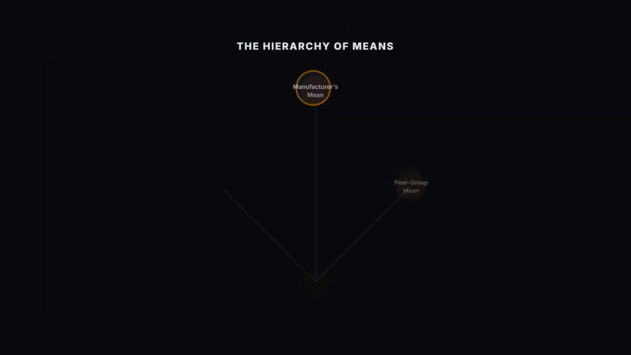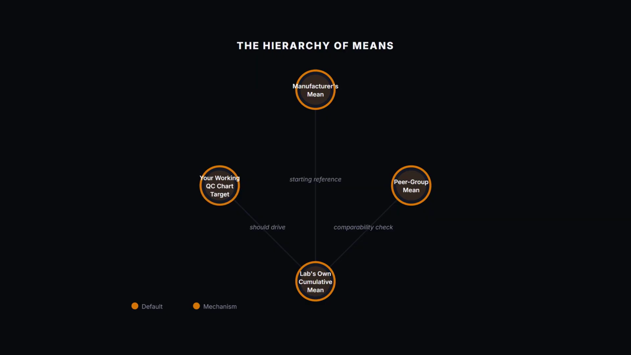The hierarchy that actually matters. The manufacturer's mean is a starting reference, useful before you have your own data. The peer group mean is a comparability check, telling you whether your lab is drifting relative to everyone else. But the working target on your daily chart should always converge toward your own cumulative mean.